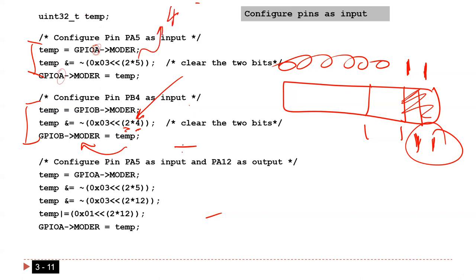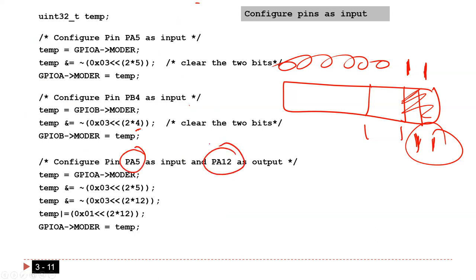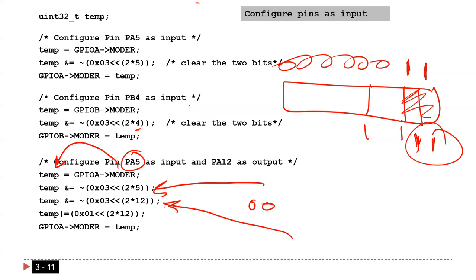Okay. Here, what if I want to program, for example, PA5 and PA12? Again, you can do it in different ways, but I think the easy way to do it: number one, I'm gonna read the register, and then I'm gonna use this instruction to clear, to put 00 in the 2 bits of PA5. And then I'm gonna use another instruction here, okay, to put 00 in the location of the 2 bits of pin 12.